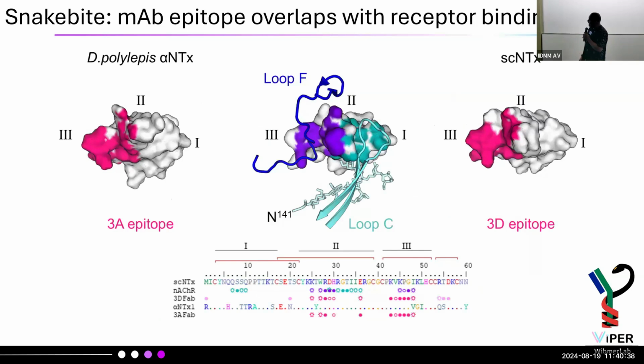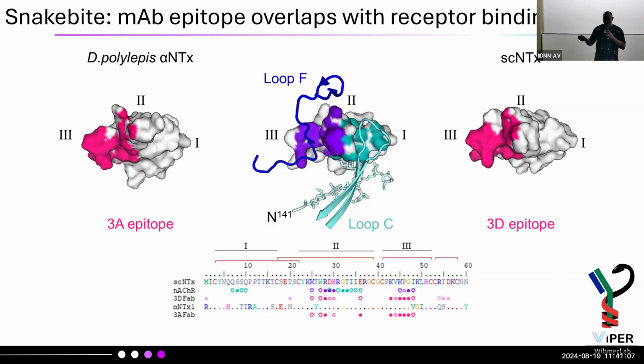But going back to talking about how the antibody recognizes the receptor binding sites, so in purple and blue, in cyan, we have the two sites that the N-acetylcholine receptor recognizes on this toxin. So between finger 2 and finger 3 is the purple epitope, which is bound by loop F. And that's kind of the lesser studied interaction between this toxin and the host receptor. And then on the right side, we have the most commonly studied one, which is this loop C interaction between finger 1 and finger 2.